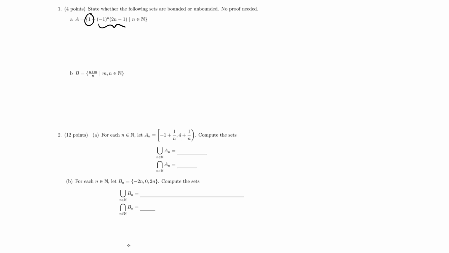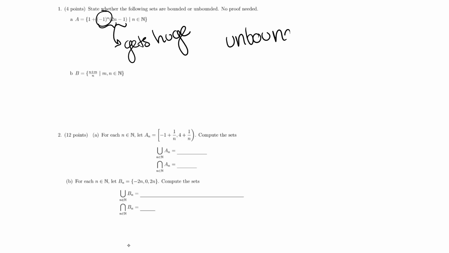Now this part is where stuff gets interesting. So this piece here gets huge, but then this thing just keeps alternating between negative, positive, negative, positive, negative, positive, negative, positive, forever and always. Okay, so well, this is going to be unbounded then. Because even if it's a very big negative number, remember our definition takes absolute value.